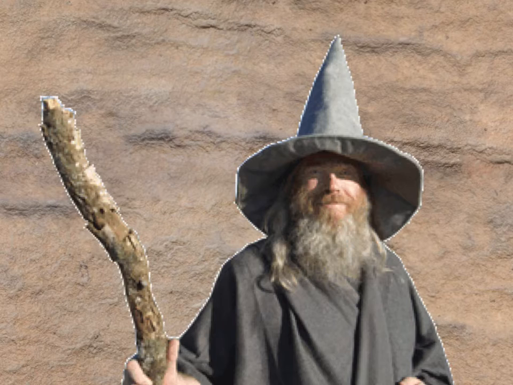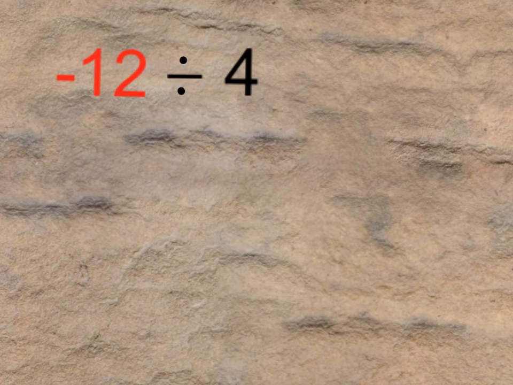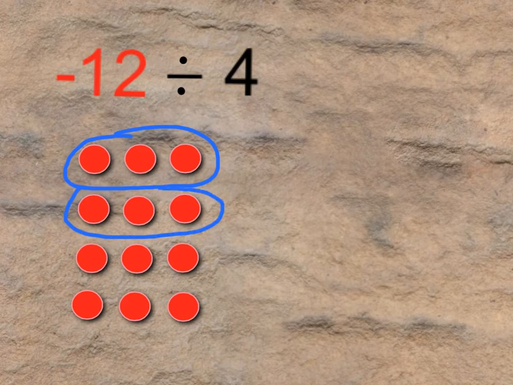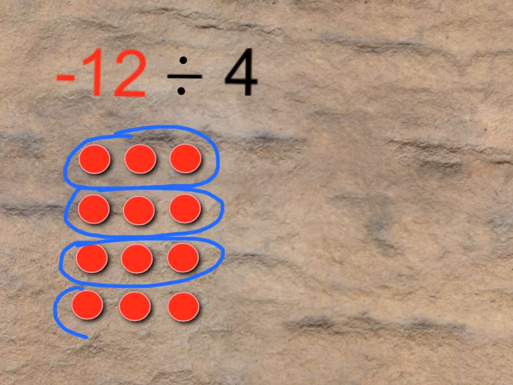You're doing fabulously, young traveler. Now you will learn how to divide with a positive and negative integer. So if we're going to do negative 12 divided by 4, we can use red chips to represent the negative 12. So negative 12 divided by 4 means to take these 12 negative numbers and put them in 4 groups. You can see that there are 3 in each group. So the quotient of negative 12 divided by 4 is negative 3.